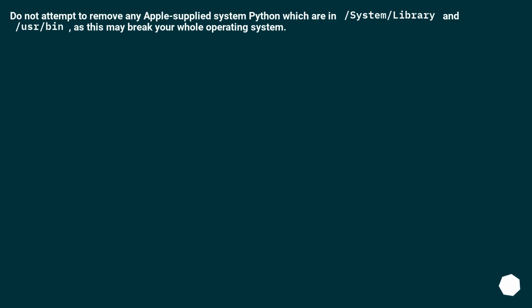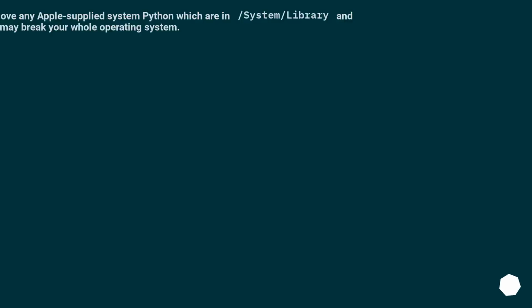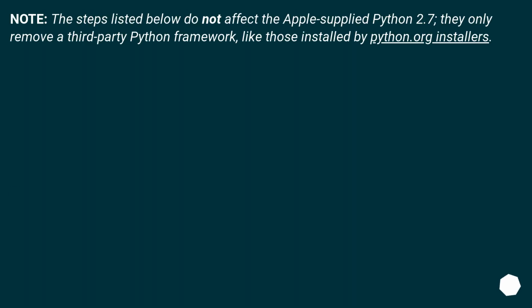Do not attempt to remove any Apple-supplied system Python, which are in /System/Library and /usr/bin, as this may break your whole operating system. Note: the steps listed below do not affect the Apple-supplied Python 2.7, they only remove a third-party Python framework, like those installed by python.org installers.